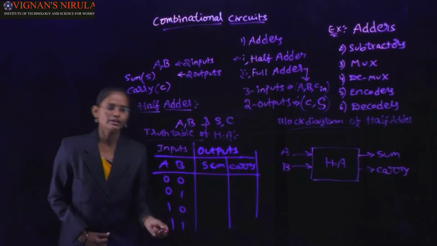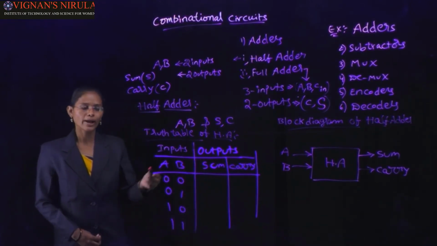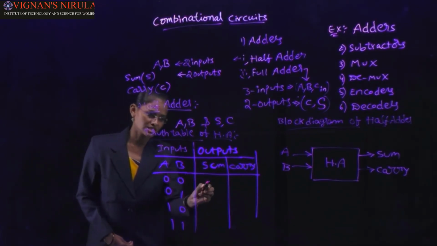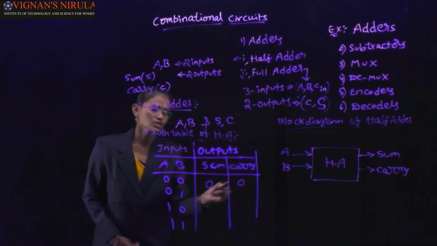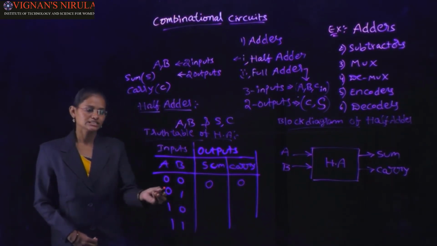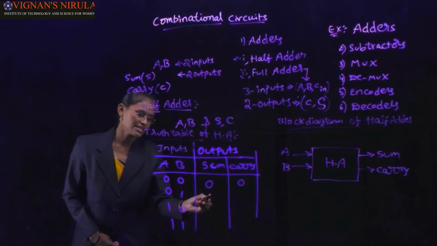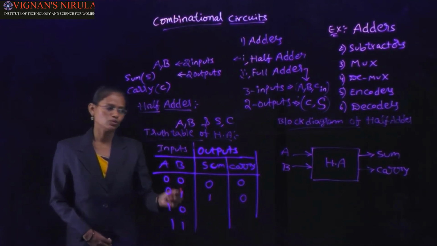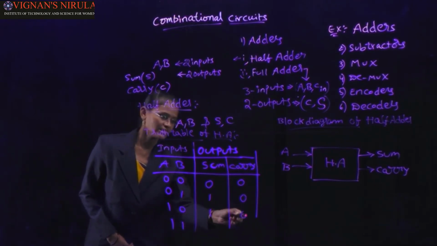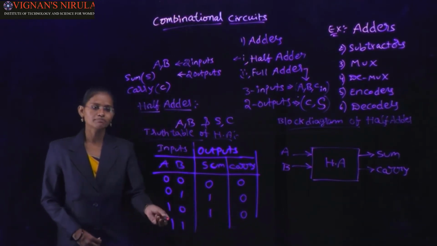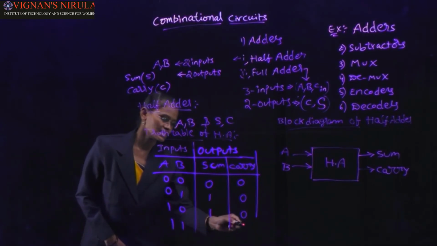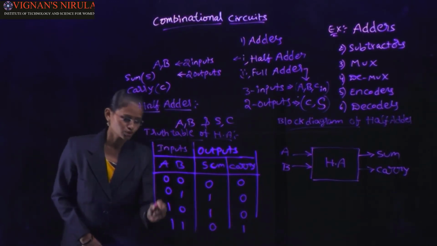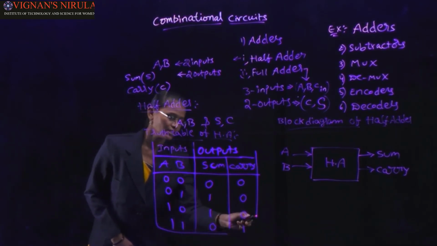Here we are adding two binary numbers. 0 plus 0, the sum is 0 and carry is also 0. Next 0 plus 1, the sum is 1, carry is 0. Next 1 plus 0, the sum is 1, carry is 0. Next 1 plus 1, the carry is 1 and sum is 0. This is the truth table for the half adder.